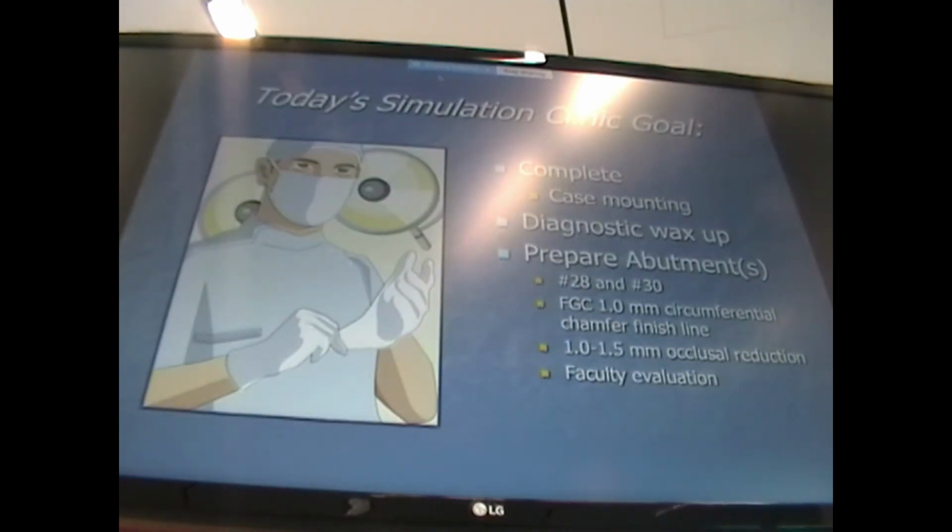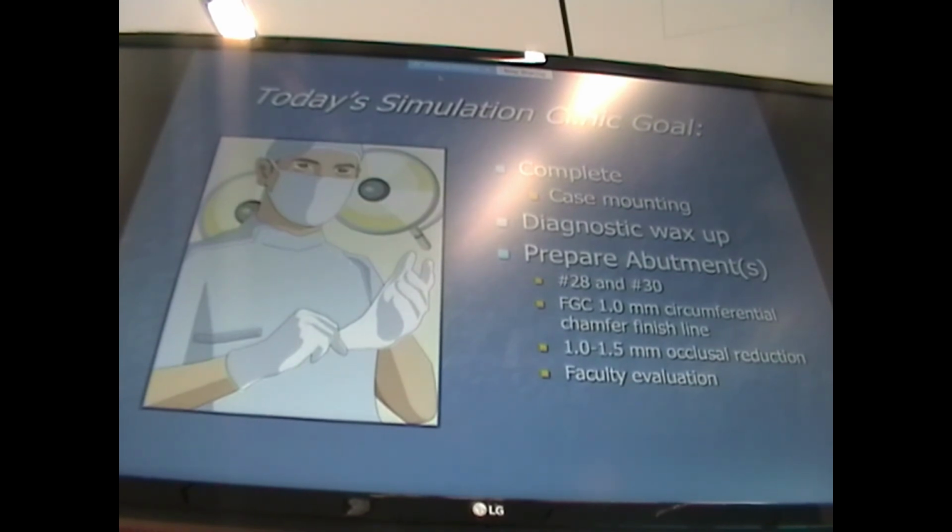All right, today's simulation clinical. You are going to mount your case. So you have stone models, stone cast. You're going to do a diagnostic wax up. If you remember that from first year. So you want to do a diagnostic wax up. You're going to prepare abutments 28 and 30.